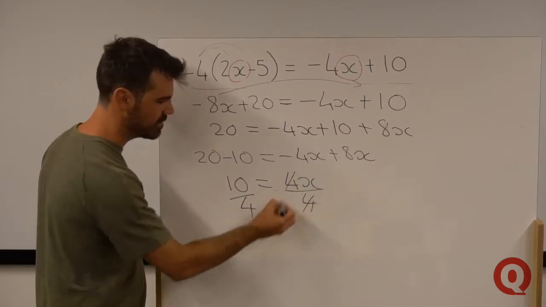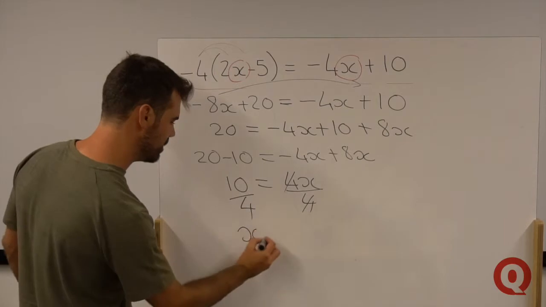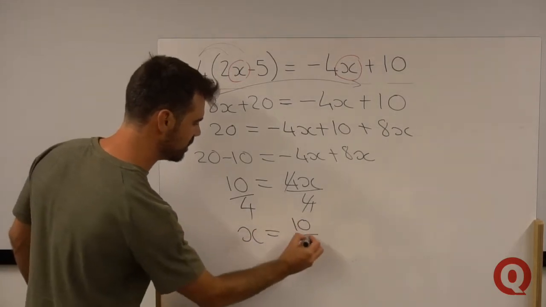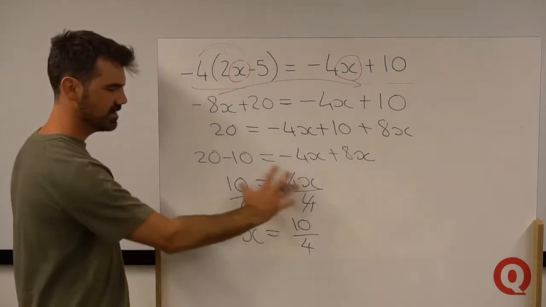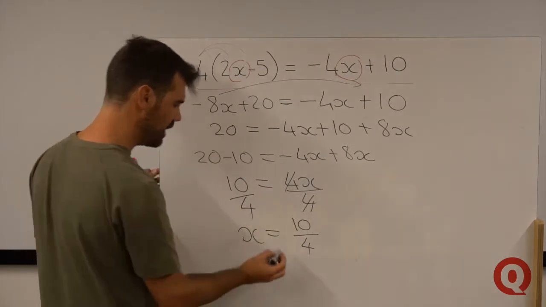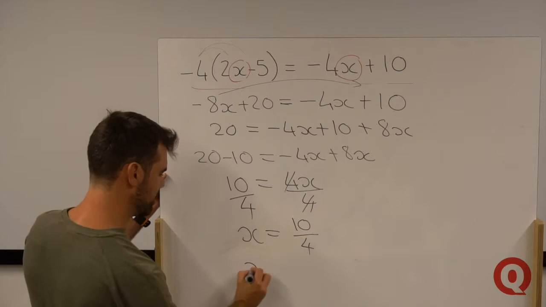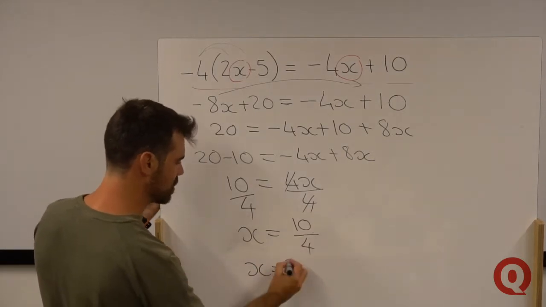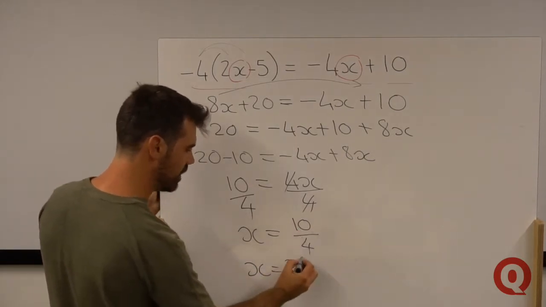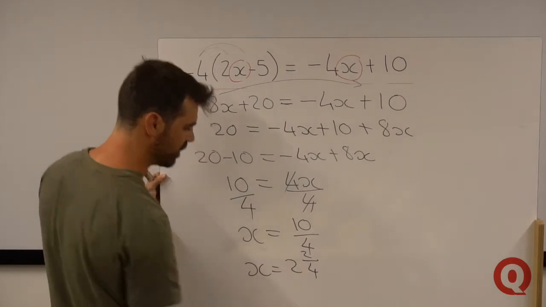I then simply cancel those 4's, and I've got x is equal to 10 over 4. I've just switched it around. Don't be too confused. It's exactly the same thing. And all of a sudden, I can simplify this, that x is equal to 4 goes into 10 twice. And how many have I got left over? 2. And 4 is my denominator.